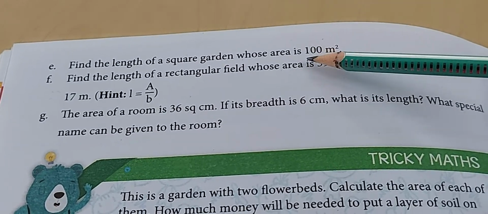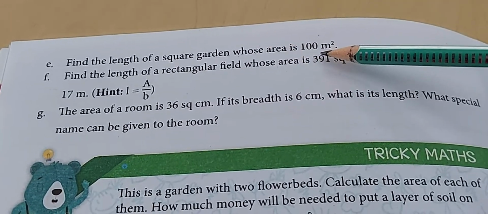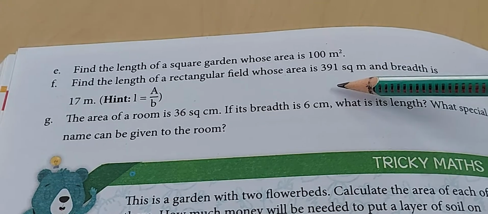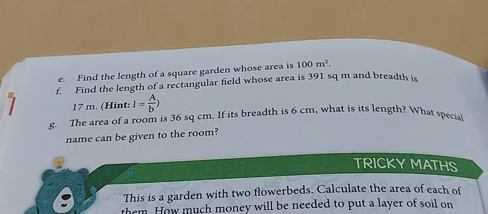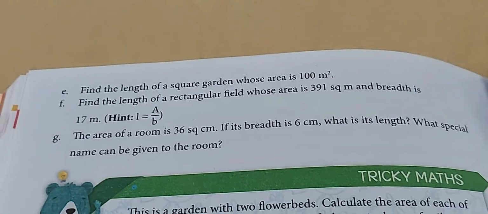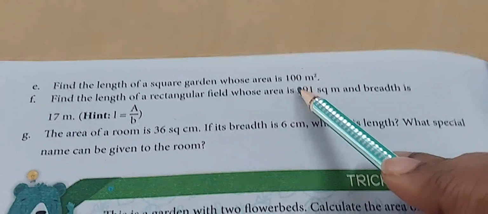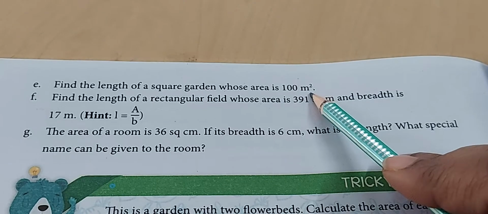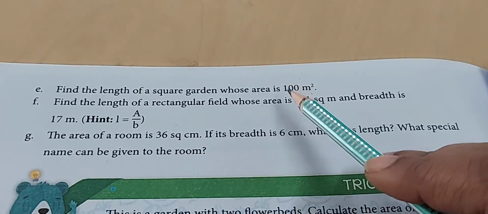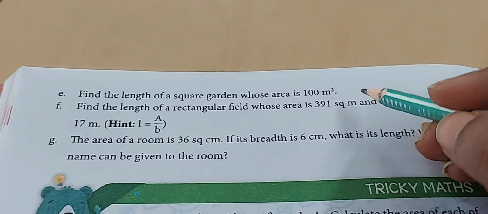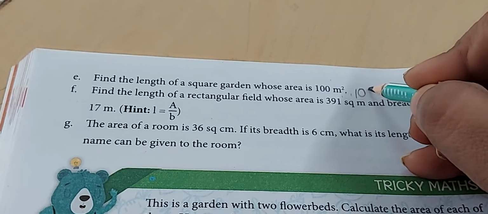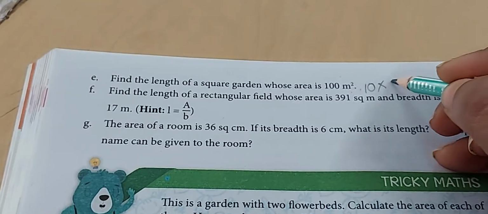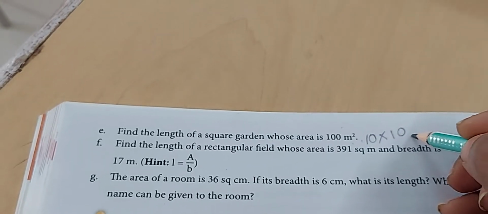In this case it is a square garden. You know that length and breadth are equal. So area divided by one of the sides, and you know that side into side is equal to 100. So both the numbers should be the same. We know that 10 into 10 is equal to 100.